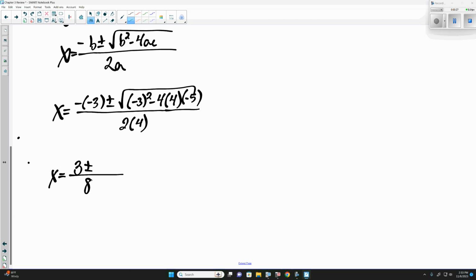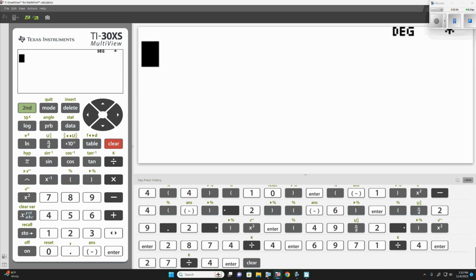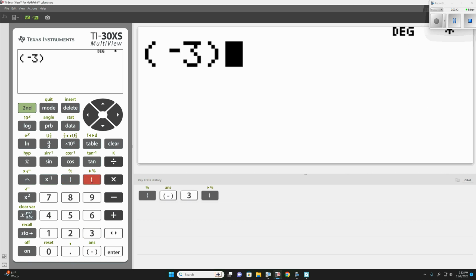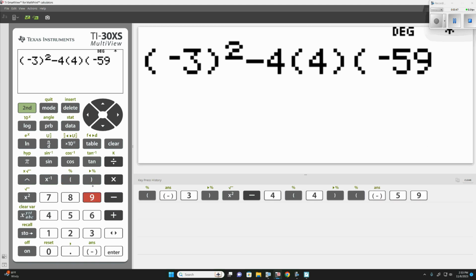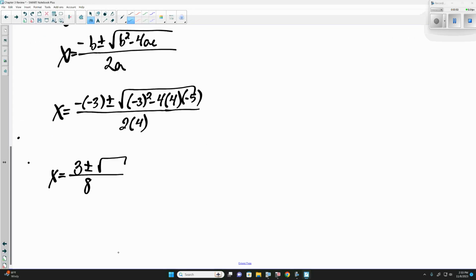Now at this point here, I would plug everything inside the radical into the calculator first. Parentheses, negative 3 squared minus 4 times negative 5, giving us 89. Questions on how we got to this point here?